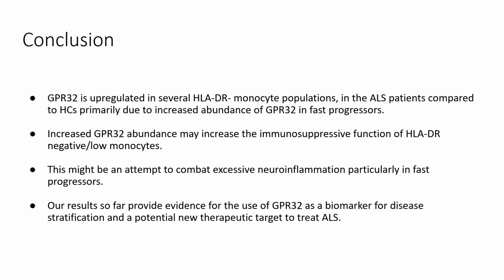Because HLA-DR negative monocyte cell populations have an immunosuppressive functionality, the increased GPR32 may be an attempt to further reduce inflammation and suppress the immune system in order to combat excessive neuroinflammation in fast progressors. Our results so far provide evidence for the use of GPR32 as a biomarker for disease stratification and a potential new therapeutic target to treat ALS.